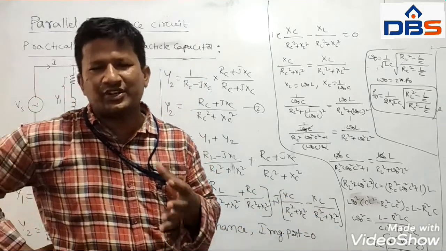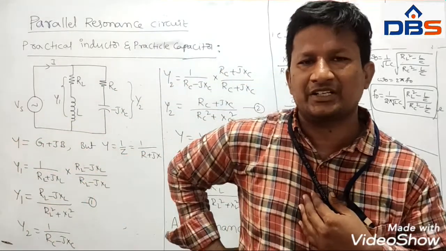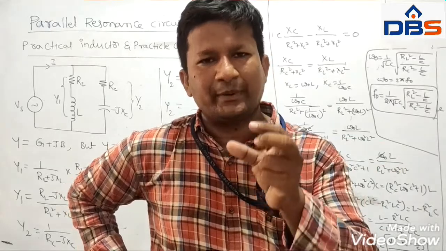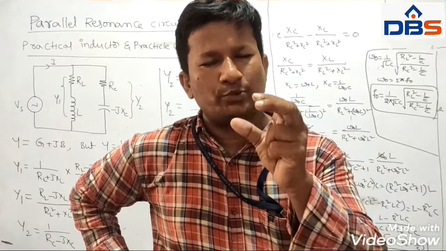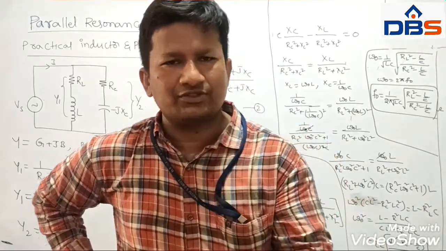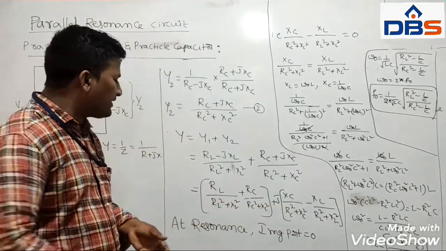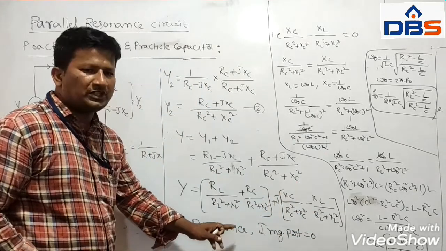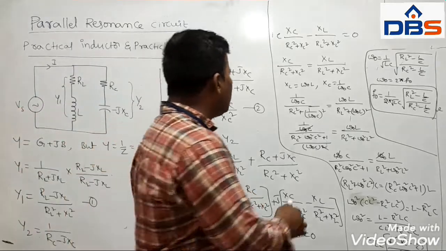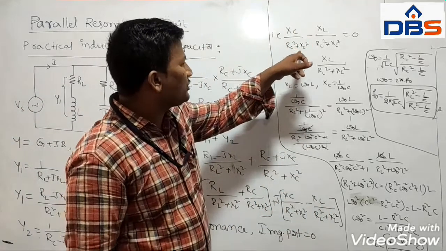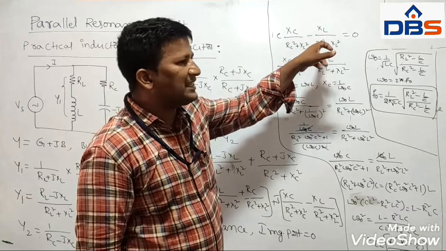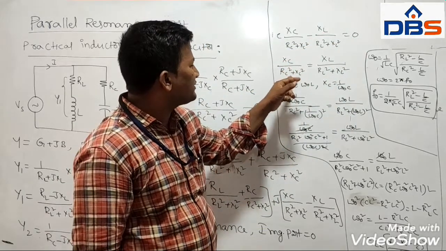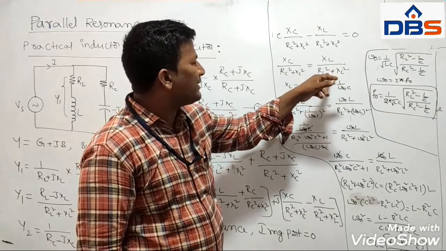We know that at the resonance condition, the reactive part must cancel. That is, at resonance the circuit behaves as a purely resistive circuit. That's why in this total admittance equation, we put the imaginary part equal to 0. That is, XC by RC square plus XC square minus XL by RL square plus XL square equals 0. So XC by RC square plus XC square is equal to XL by RL square plus XL square.